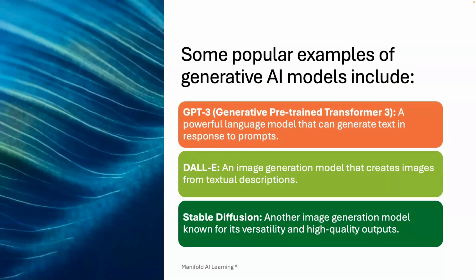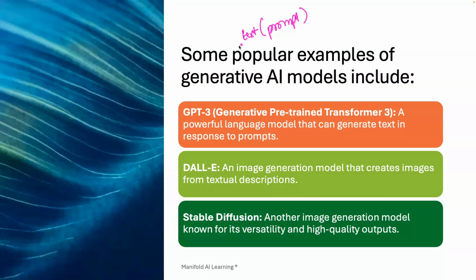Now, another example is Stable Diffusion. This is another image generation model known for its versatility and high quality output. So one thing is common across all these examples that you see right here: generation of new content is common. All these generative AI models that we have got take in an input or prompt.